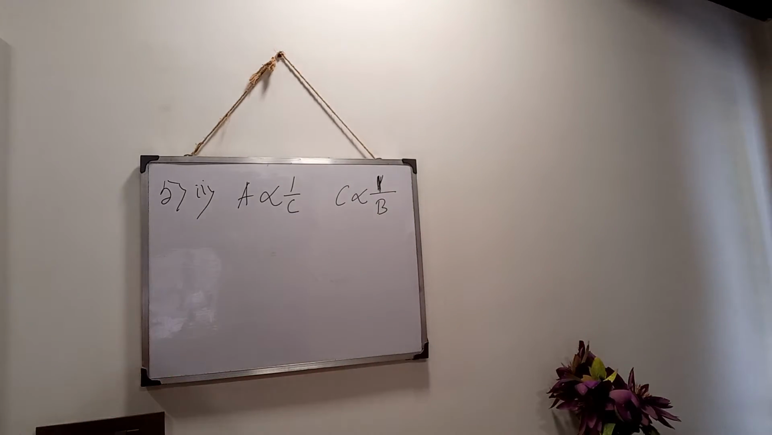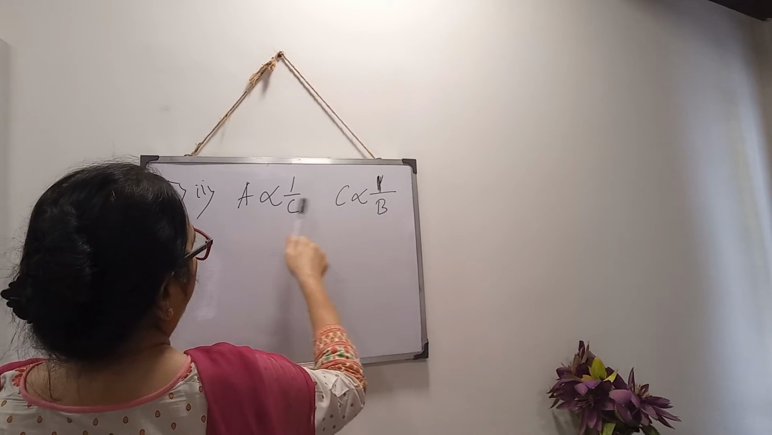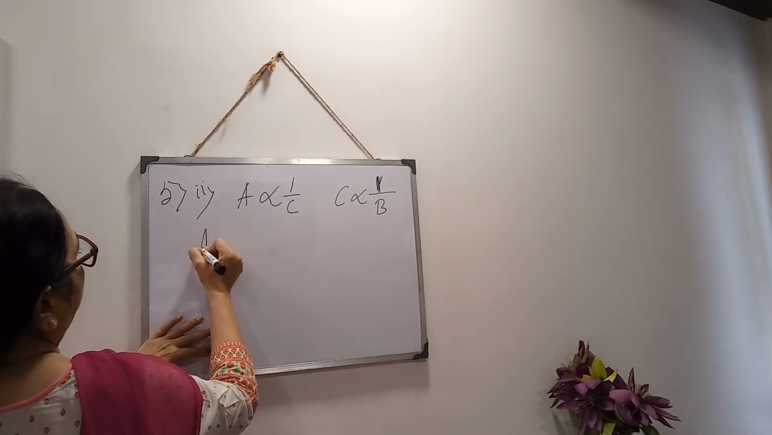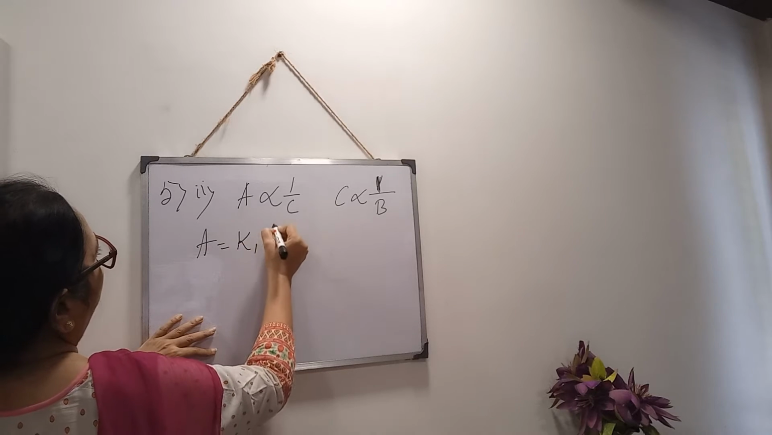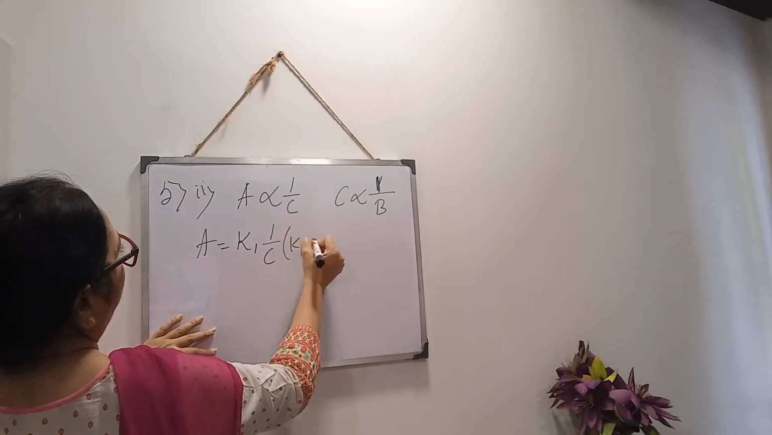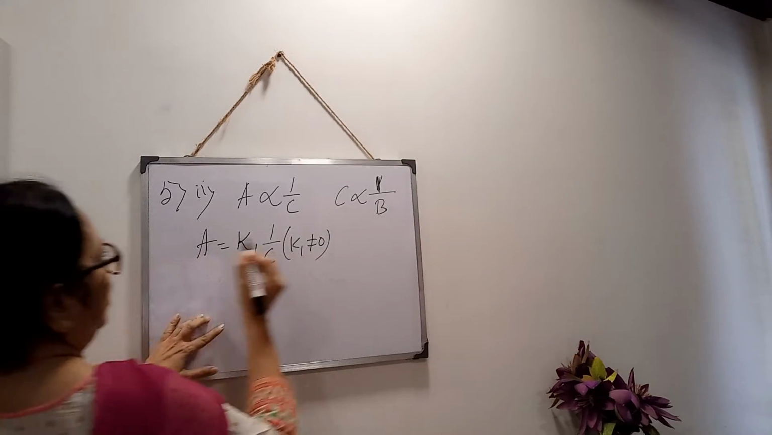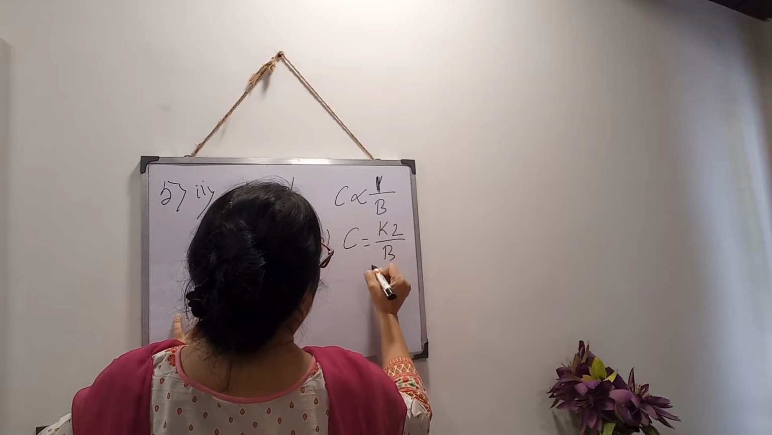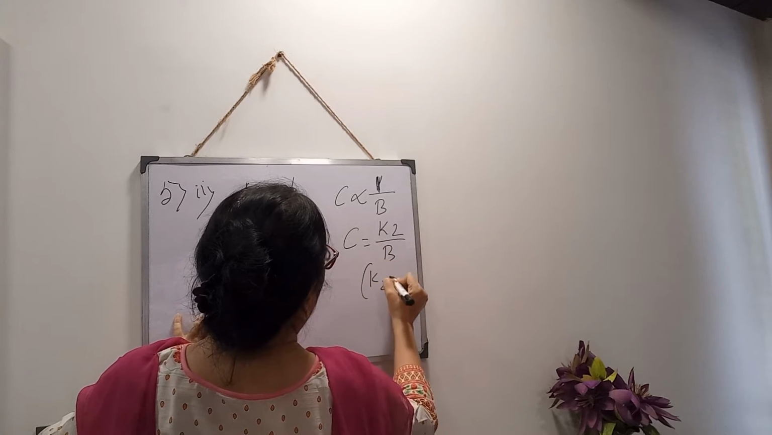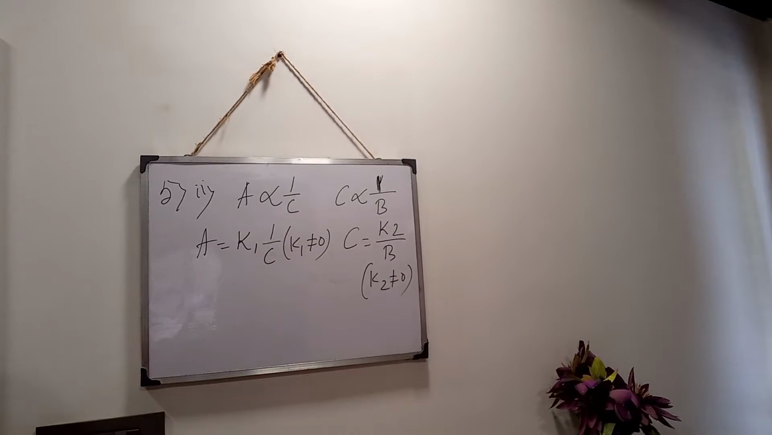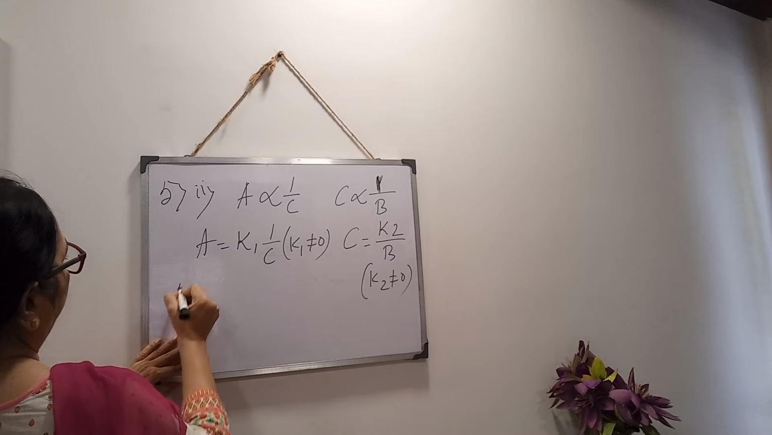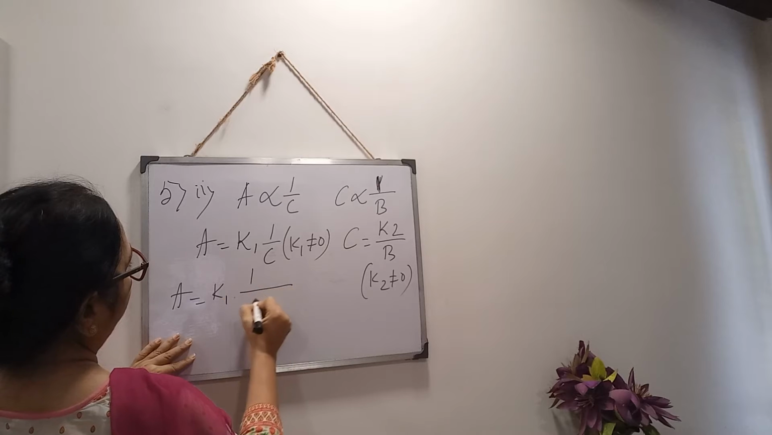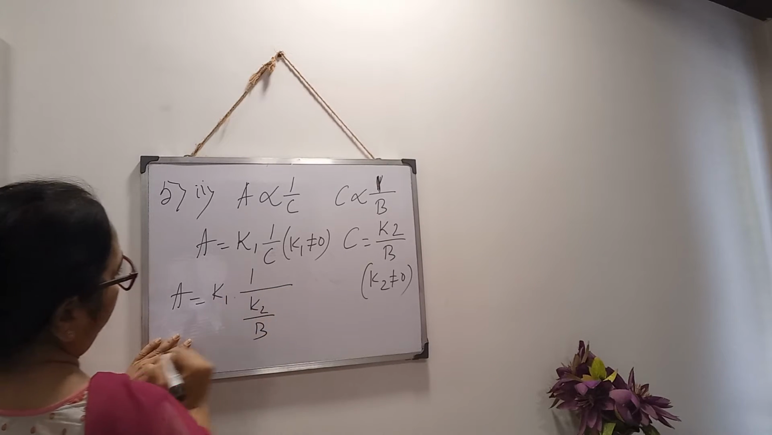Now here I have to say something: there are two variation relations, so you can take two different constants. From here I start with A equals K1 into 1 by C, where K1 is a non-zero variation constant. And from the other relation we take K2, another constant, which is also non-zero. Now C equals K2 by B, so write down K2 by B here.